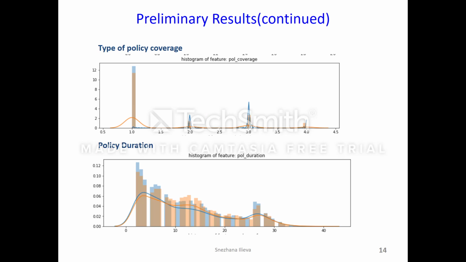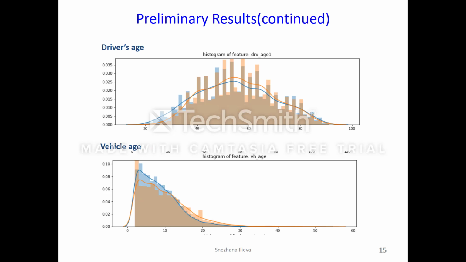Here we can see that policy coverage varies between the claimant and non-claimant data, with people who are covered on the median 2 type policy more likely to submit a claim than those who are not. In the final one, we can see that the distribution is very similar, and this reflects policy duration throughout 2013 for both claimants and non-claimants.